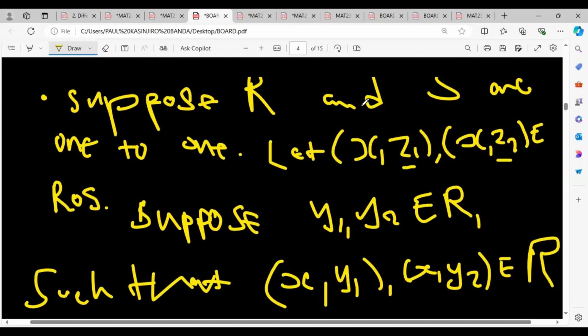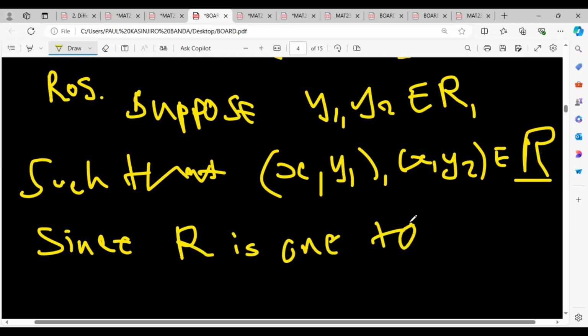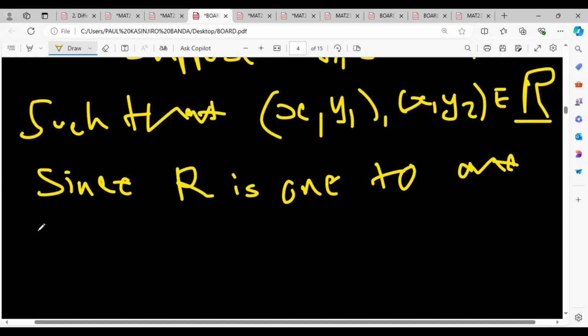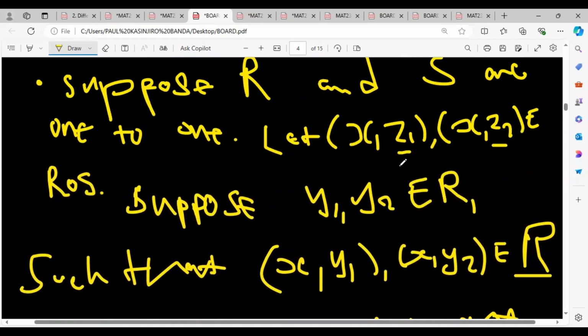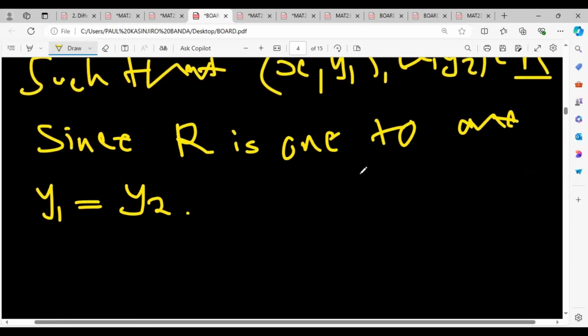Then here we said suppose that R was one-to-one. So by definition, if R is one-to-one and we have coordinates (x, y1) and (x, y2) that are part of this relation, then since R is one-to-one, we know that y1 will actually be equal to y2. So that's the first thing that we've shown there. We've shown that y1 is equal to y2. But remember, our main aim is to show that z1 and z2 are equal. So from here, what can you do?